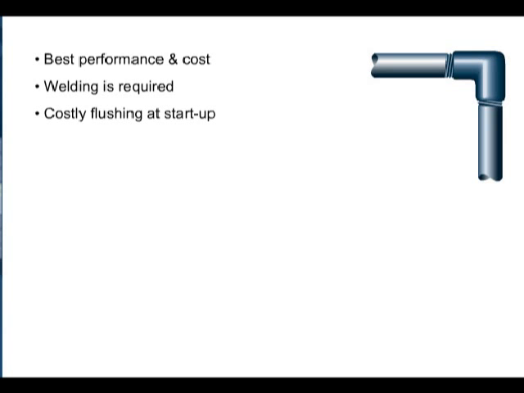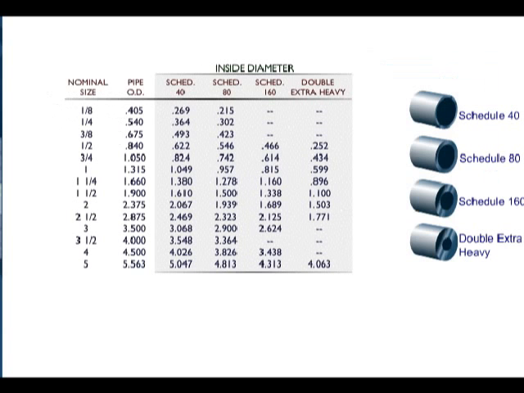Steel pipe is often a preferred conductor from the standard point of performance and cost. However, it is often difficult to assemble because welding is required to give maximum leak protection. It also requires costly flushing to ensure a contaminant-free system at startup. Pipe is specified by its nominal outside diameter, but its actual flow capacity is determined by its inside area.